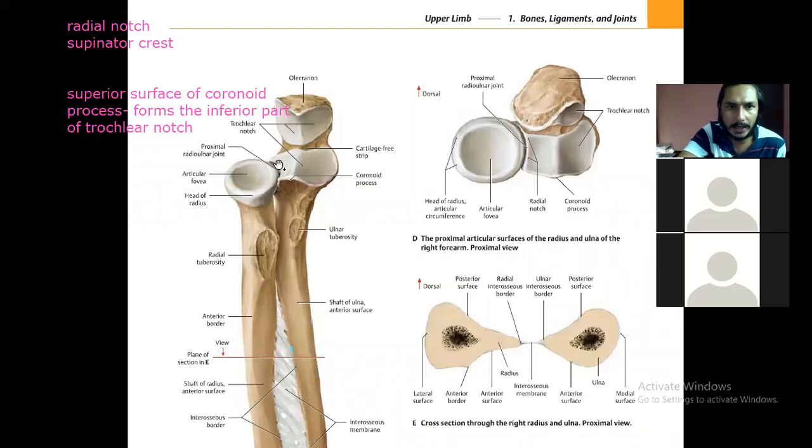So this is the superior surface of the coronoid process, so it forms the lower part of the trochlear notch. The upper part of the trochlear notch is formed by the anterior surface of the olecranon. So this whole thing forms the hook-like articular surface, that is the trochlear notch.